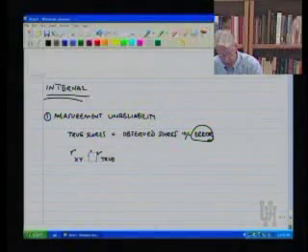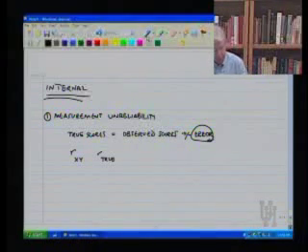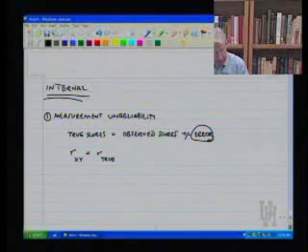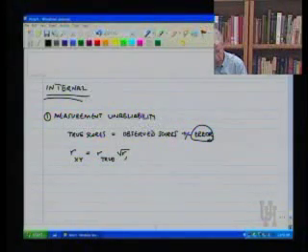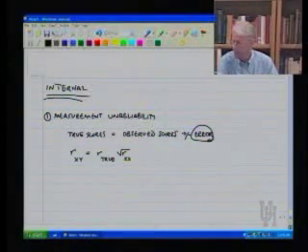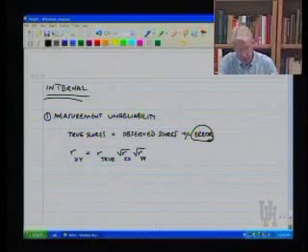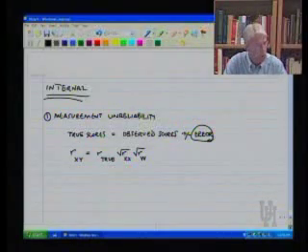In fact, the relationship between observed and true correlations is that the observed correlation equals the true correlation multiplied by the square root of the reliability of the instrument you use to measure X, multiplied by the square root of the reliability of the instrument you used to measure Y.